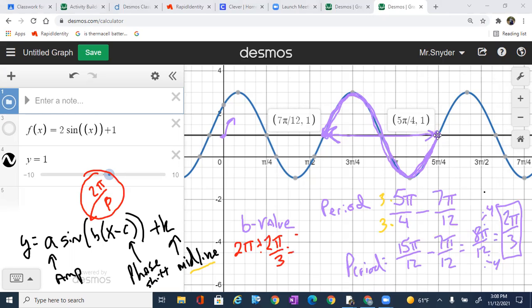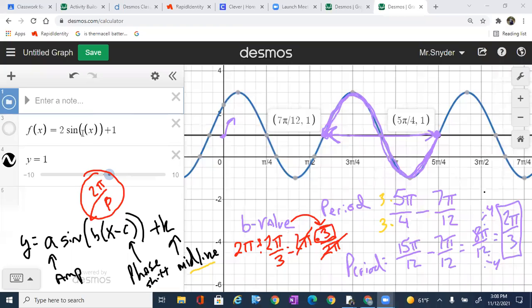Well, you should know, I take 2 pi. I'm dividing by a fraction, so I change the division to multiplication, and I flip that fraction. Okay, 2 pi and 2 pi become 3. So the b value is 3. I took 2 pi and divided by the period.